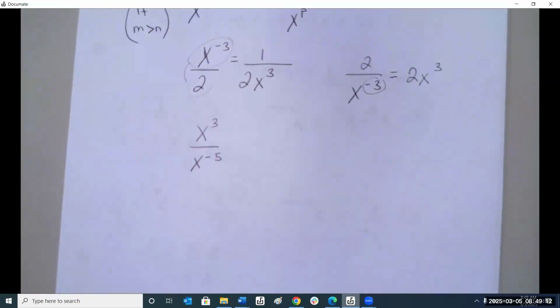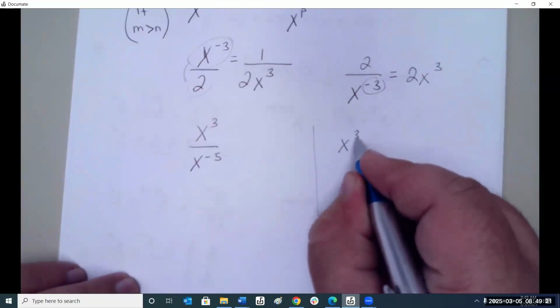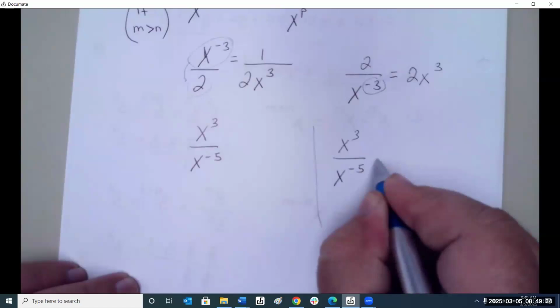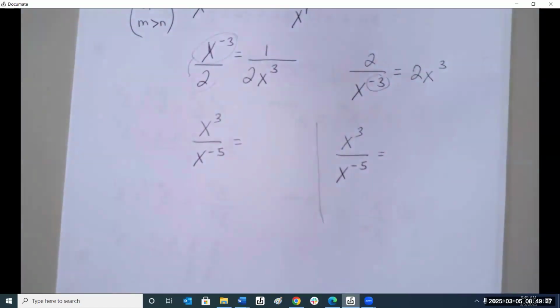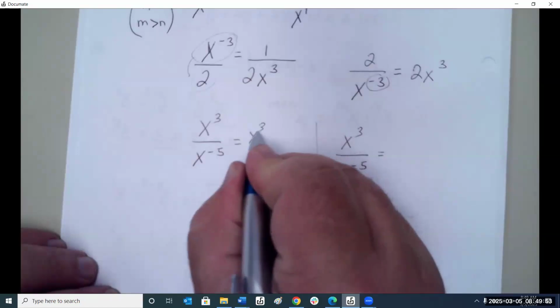Knowing what we know so far, we can do this in 2 different ways, just using the rules that we know so far. Since this is negative, I move the whole x and exponent up to the top. Now what do I do? Since they're the same bases and I'm multiplying them, I add the exponents. x to the 8th. That's my answer.